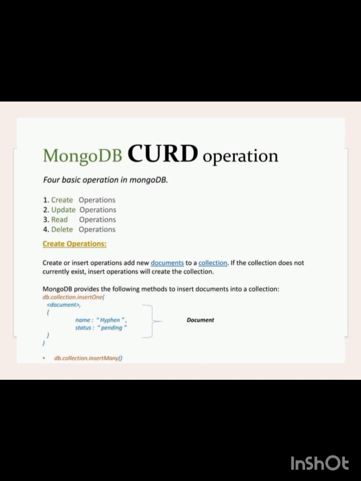The create operations in MongoDB target a single collection and not multiple collections, and insert operations in MongoDB are atomic on a single document level. MongoDB provides two different create operations that you can use to insert documents into a collection: db.collection.insertOne and db.collection.insertMany. So insertOne. As the namesake, insertOne allows you to insert one document into the collection.